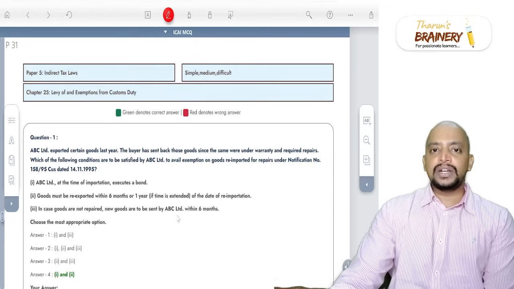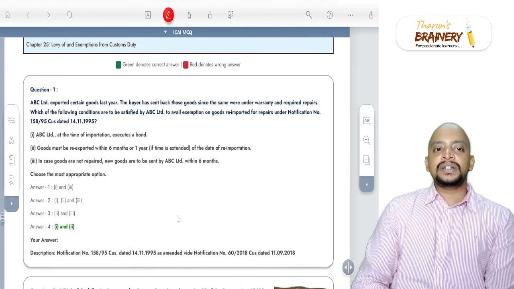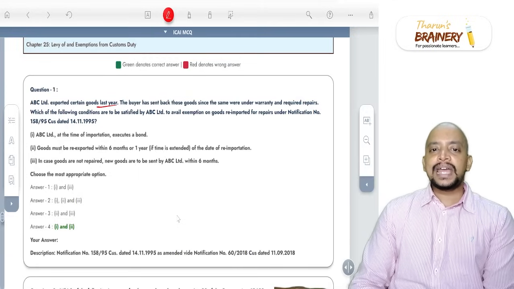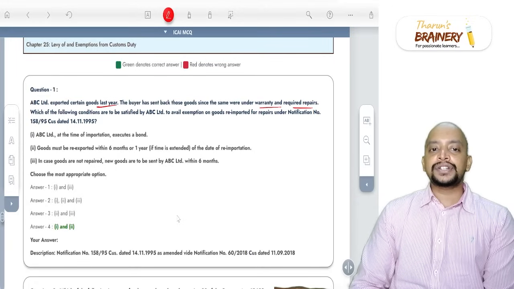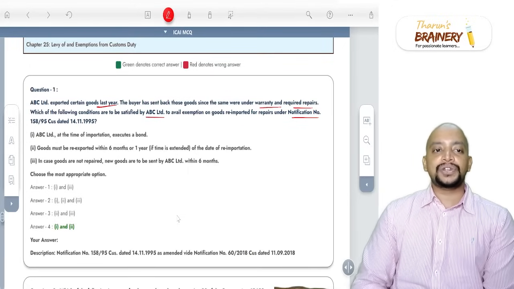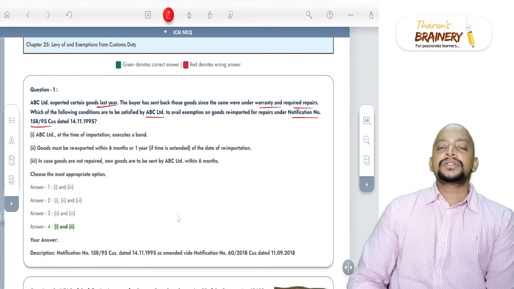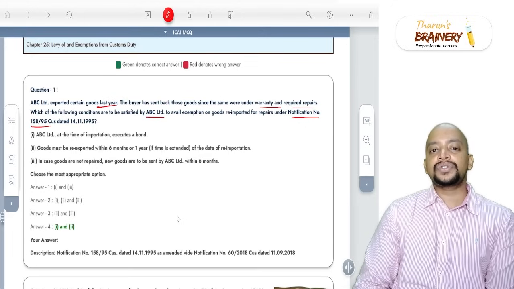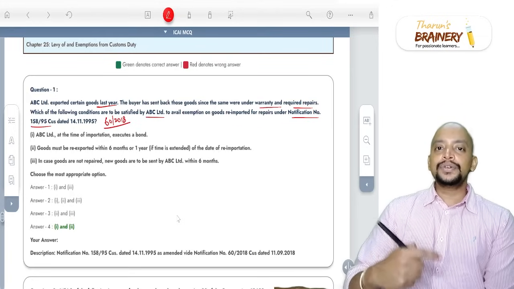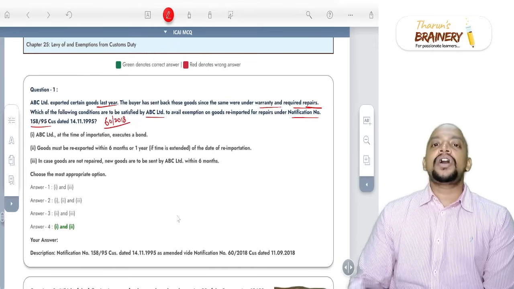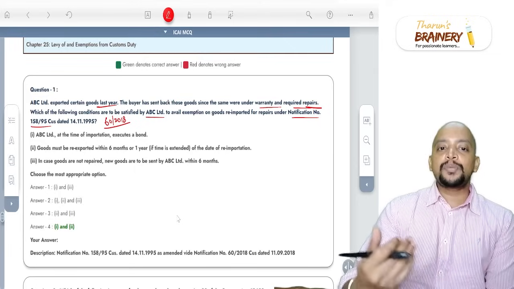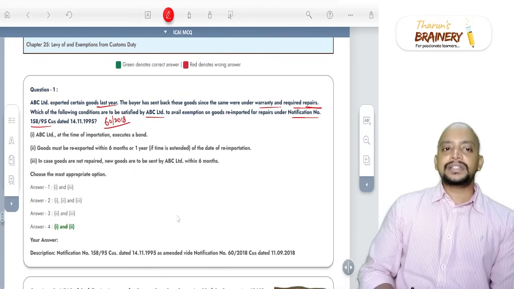Then chapter 25, now we are moving on to customs. ABC Limited exported certain goods last year. The buyer has sent back those goods since the same were under warranty and required repairs. Which of the following conditions are to be satisfied by ABC Limited to avail exemption on goods re-imported for repairs under notification number 158 of 95? So this is exemption. Actually, this 158 of 95 is now changed to 60 of 2018. So this is the revised notification. So when the goods are exported, it can be brought into India. Okay. So if it is required for repairs or reconditioning, it can be brought back into India. And after, first they have exported it.